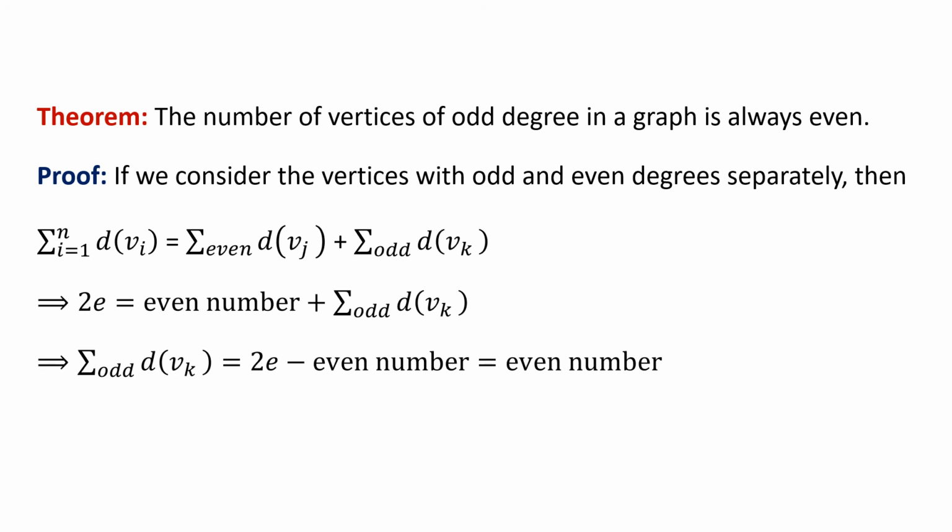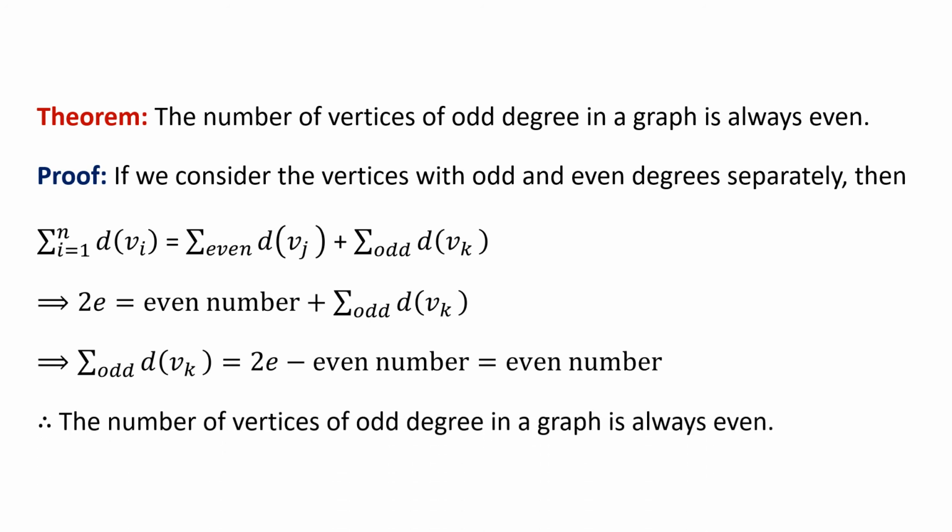That implies sigma d of Vk over odd degree vertices equals 2e minus an even number. So we get the subtraction of two even numbers, which is also an even number. So the summation of the degrees of all vertices of odd degree is an even number. So we have the result: the number of vertices of odd degree in a graph is always even.